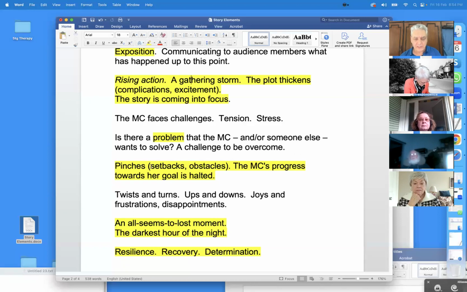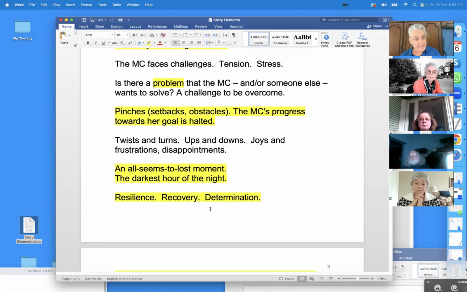The term pinch is used with cinema writers. It means getting pinched. A problem comes up. Things are going along, but then you're stopped in your tracks. Or the main character. I've written MC for main character. I don't like to say protagonist. It's a little abstract. So I say MC for main character. There are pinches along the way where things go off track, things get delayed, the progress is halted. So there are twists and turns.